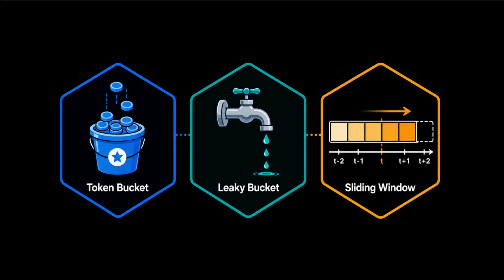Alright, here's the plan. We are covering three algorithms today: token bucket, leaky bucket, and sliding window. They all solve the same fundamental problem, that is controlling request flow, but they approach it completely differently. They have different trade-offs and they are suited for different use cases. Let's go through each one.